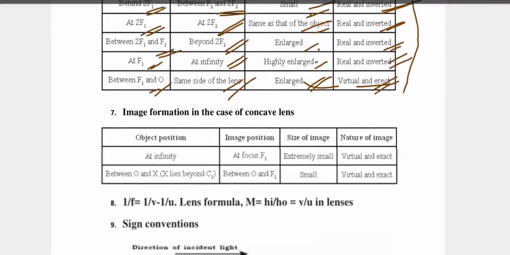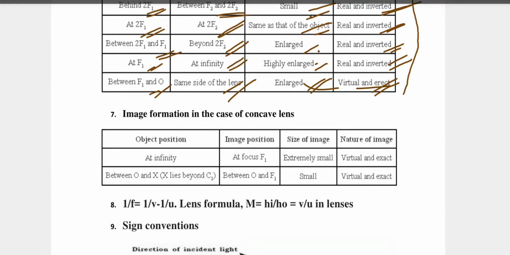Next, image formation in the case of a concave lens. This will be similar to image formation in the case of a convex mirror. First we will place the object at infinity. The image will be obtained at focus 1, and the image is highly diminished or extremely small, and the nature is virtual and erect. Again we will place the object anywhere between optical center and infinity.